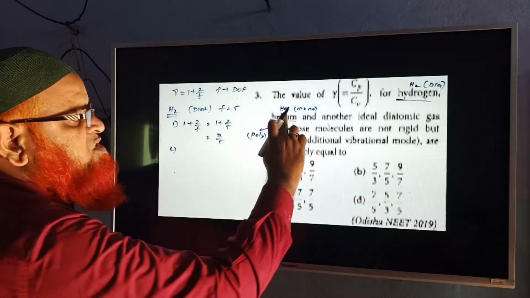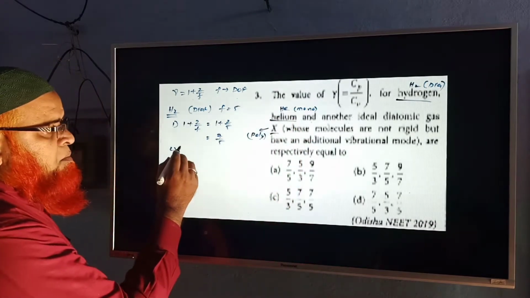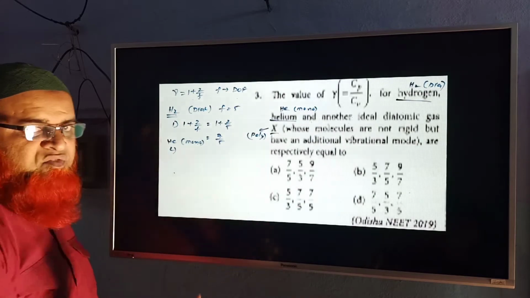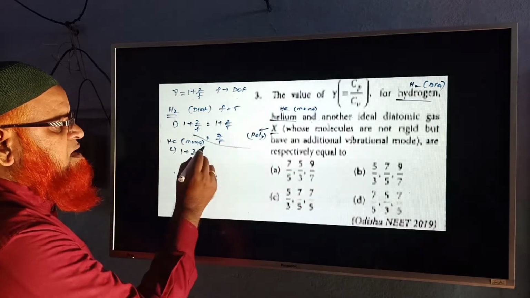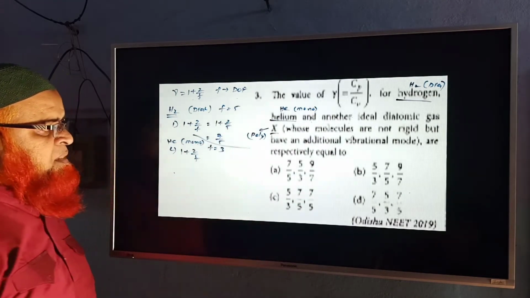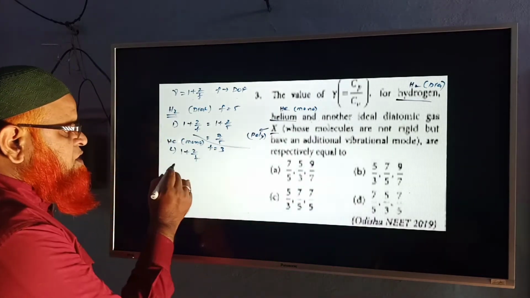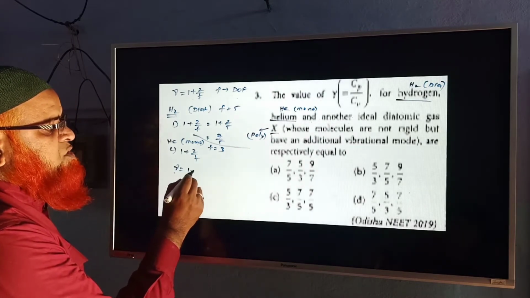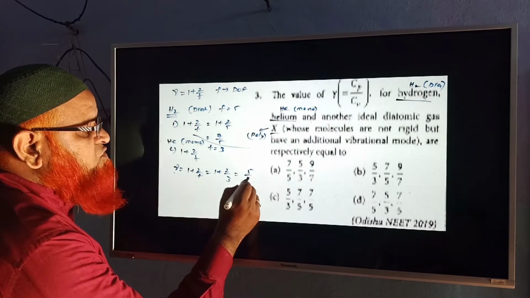Then the second option, helium. Helium is going to be monoatomic. So what formula are we going to write now? It's very simple: 1 plus 2 by F, and for a monoatomic molecule, the degrees of freedom is 3. That's why the gamma value is equal to 1 plus 2 by F, which is equal to 1 plus 2 by 3, which is equal to 5 by 3.